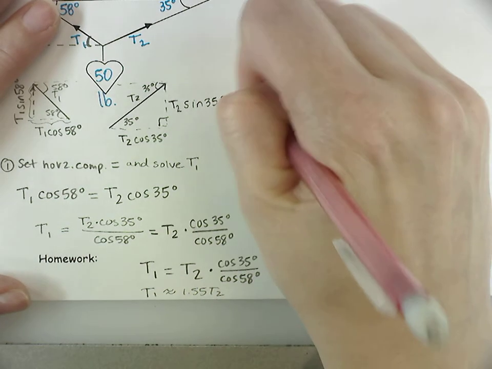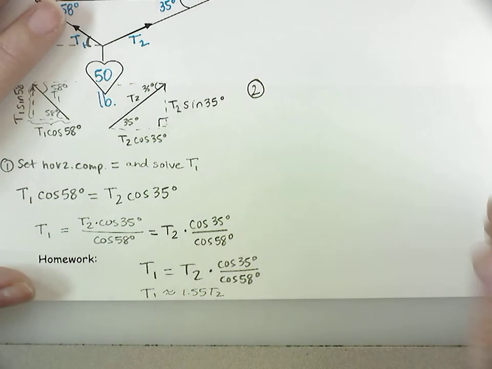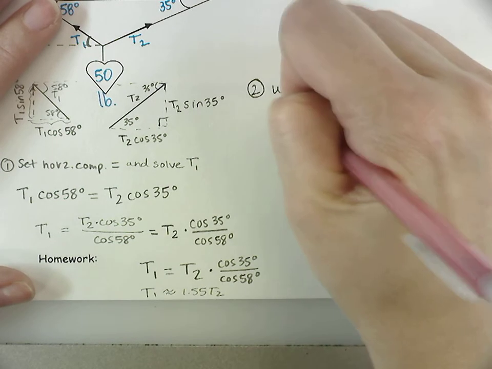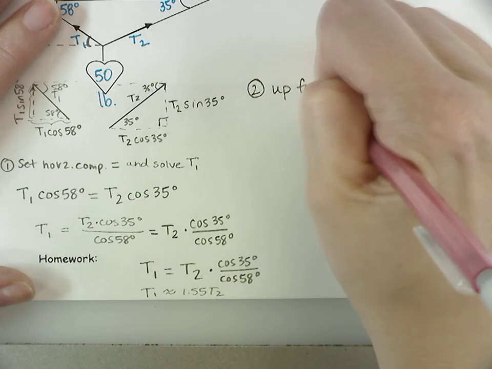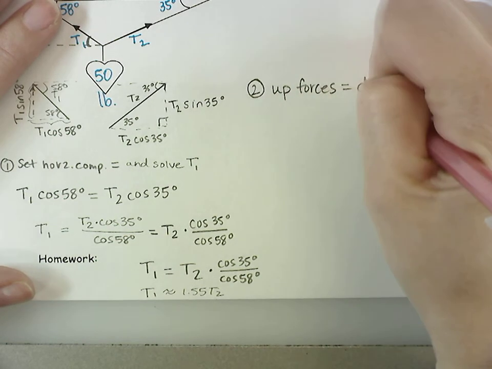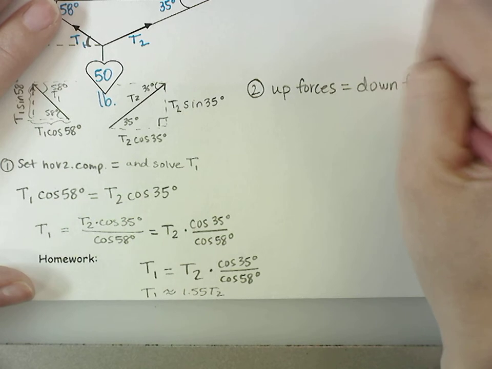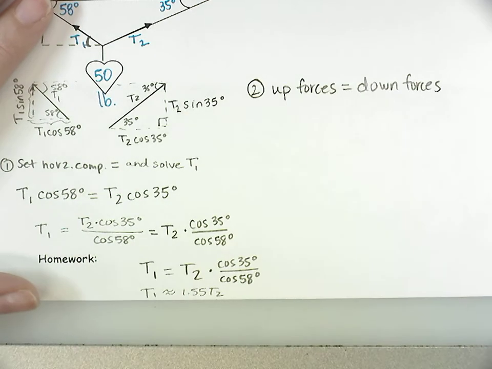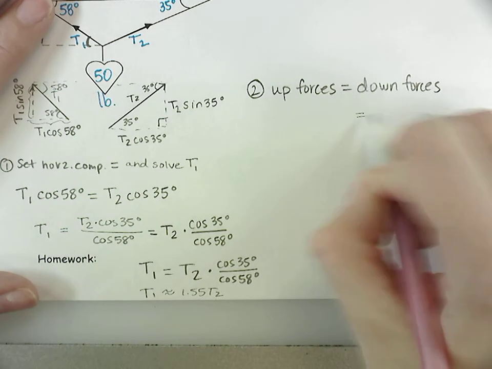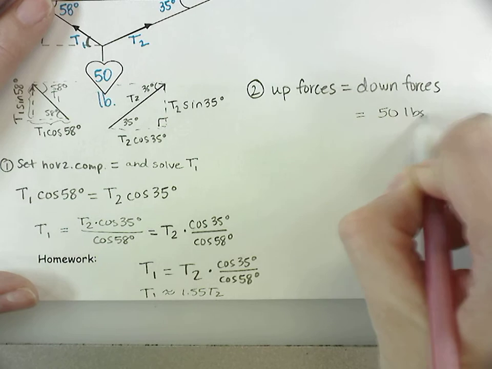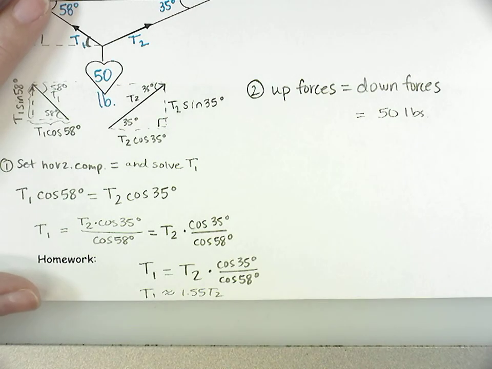So the second thing is that the up forces have to equal the down forces. So the down force is going to be the 50 pounds. Do you guys know what the up forces are going to be? 50 pounds. No? 0 pounds. Well, it has to equal the vertical components.